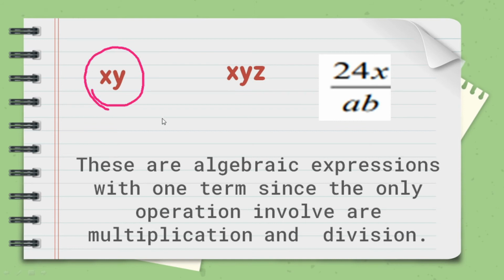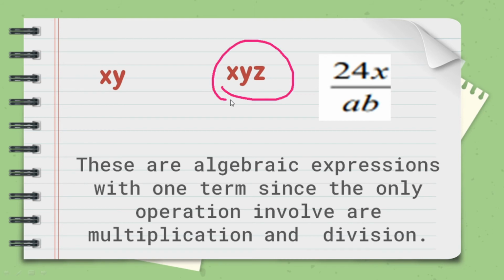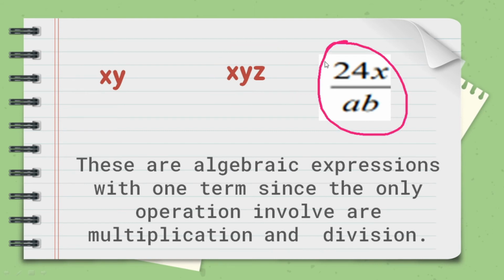For example, this xy. Does it have plus and minus? None, right? It has multiplication, yes, because there's no operation in between. That means it is x times y. So this is just one term. And then, same with this, and also here. It has no involvement of plus and minus. It only has division. So this is one term.